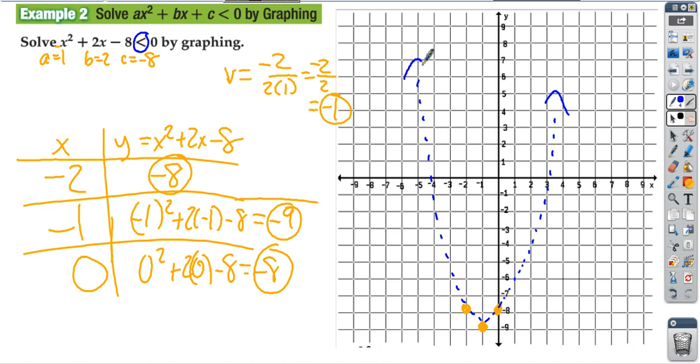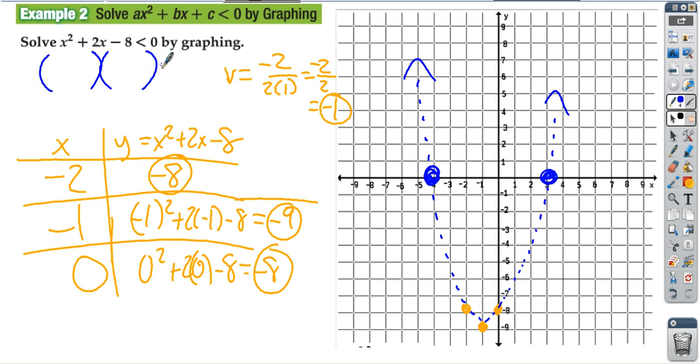The zeros occur right here and right here, but I don't know that I drew those correctly. I didn't really draw a very good graph. So the way to know for sure what those zeros are is to use one of our techniques from earlier in the chapter, which is factoring. This actually factors right here.